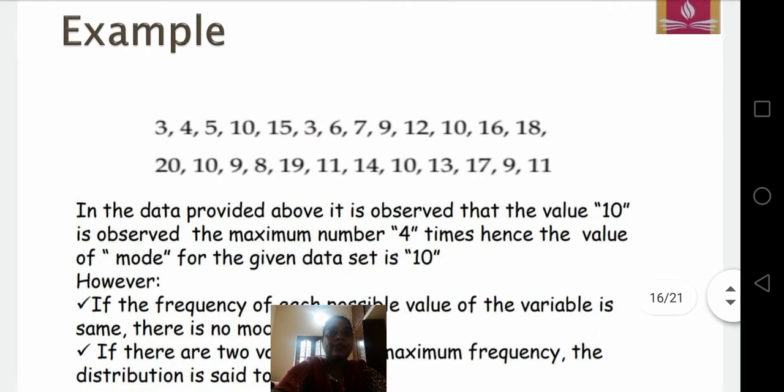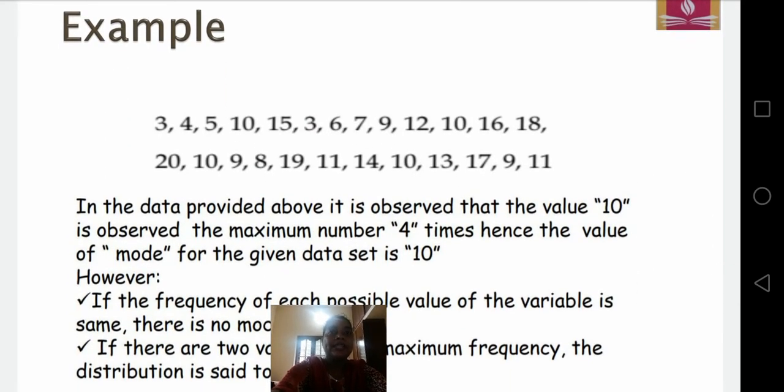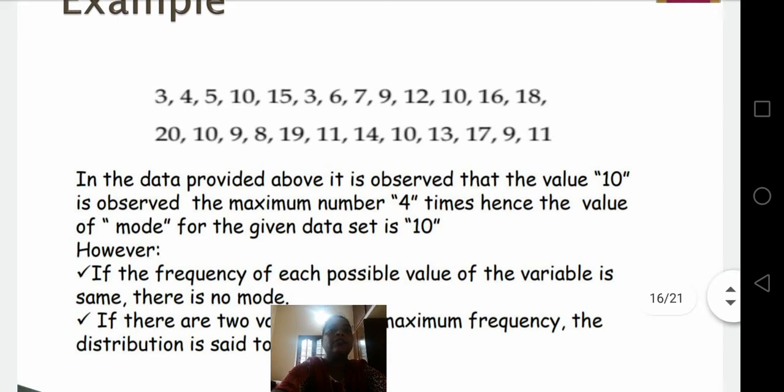Now see for the discrete values. These are the numbers of data given: 3, 4, 5, 10 and so on. Here, by observation, we know which value is repeated more times. So we know the value 10 is observed the maximum number of times, 4 times.